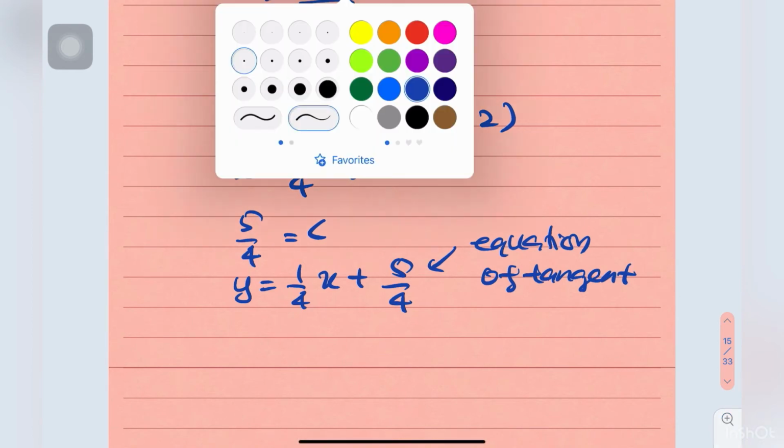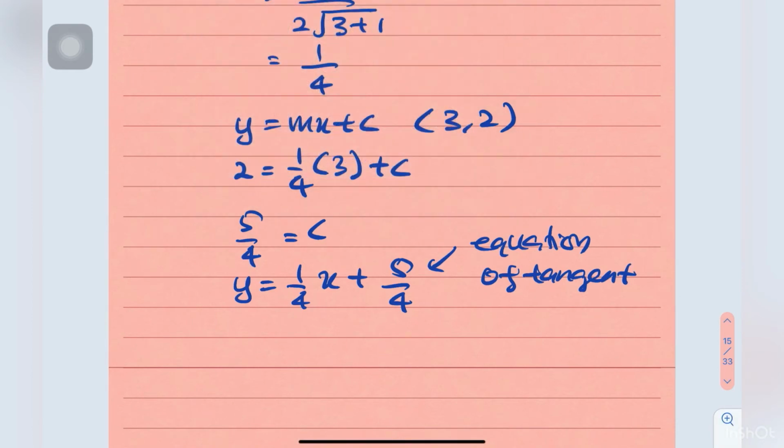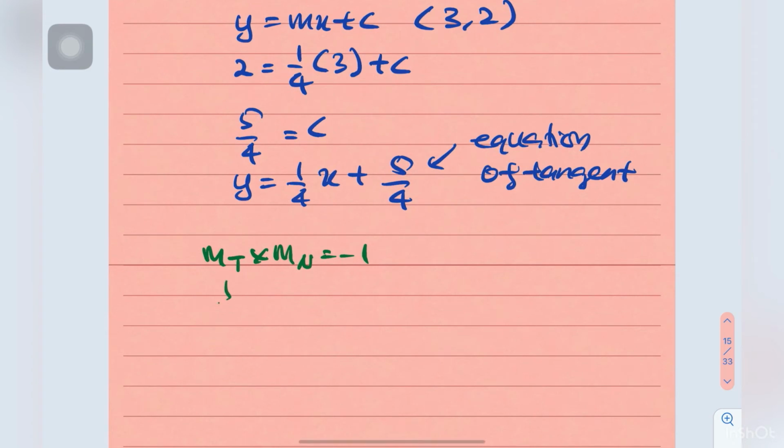Okay, so next, the question asks you to find the equation of normal. Find the gradient of normal first. Gradient of tangent times gradient of normal is -1, because tangent and normal are perpendicular. So the tangent is 1 over 4, times the gradient of normal is -1. So the gradient of normal is -4.